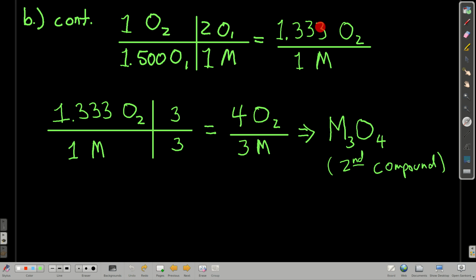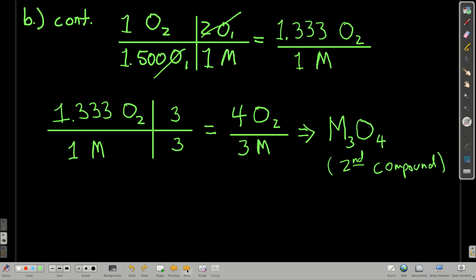We have 1.333 atoms of oxygen in compound 2 for every atom of metal, because you see the units here cancel. But the law of multiple proportions says that this should be a simple whole number ratio. And so it is. If we multiply this by 3 over 3, we get 4 atoms of oxygen in compound 2 for every 3 atoms of metal in compound 2. And so we get M3O4 is the formula for the second compound.